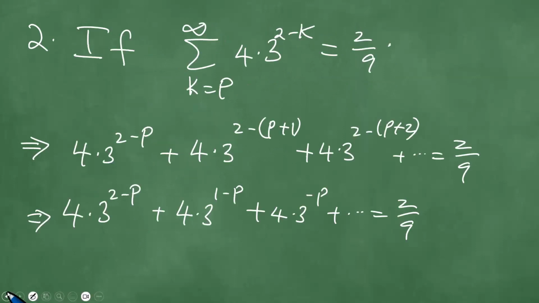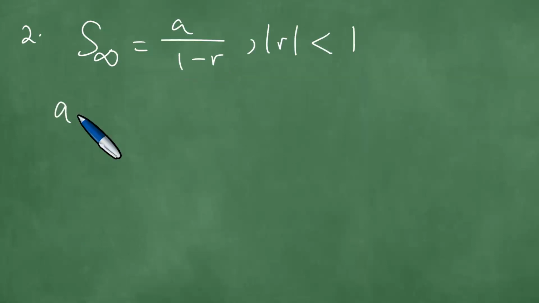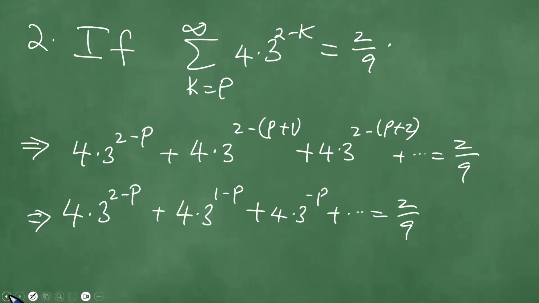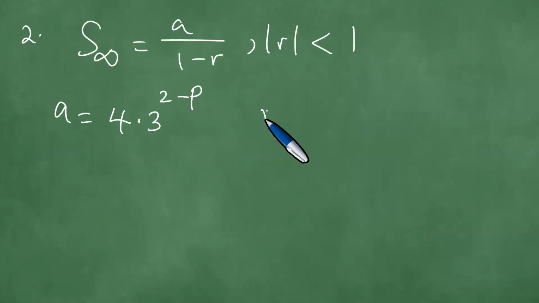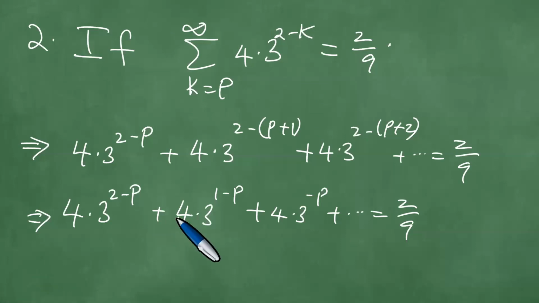So what is the first term? The first term is this one: 4 times 3 to the power 2 minus p. Then what is the constant ratio? To get the constant ratio, we need to divide T2 over T1. So what is the second term?